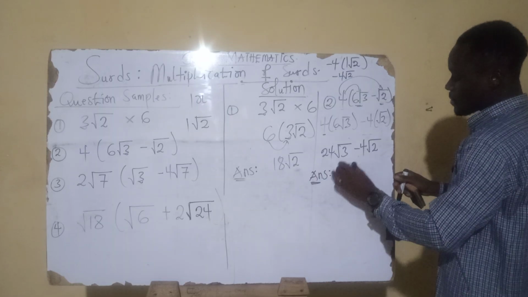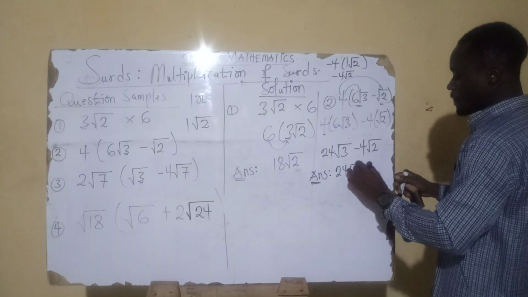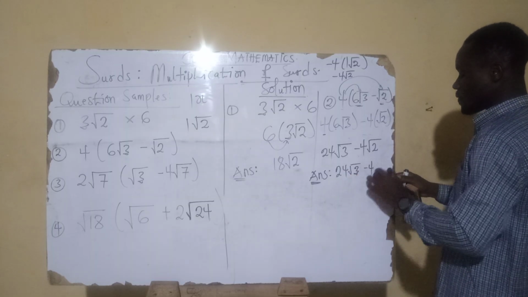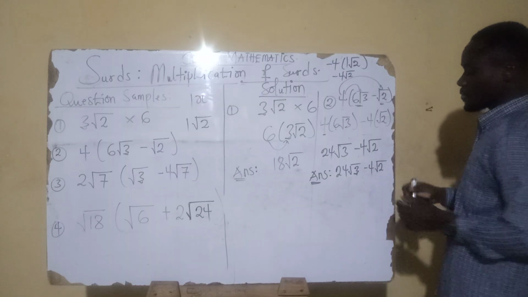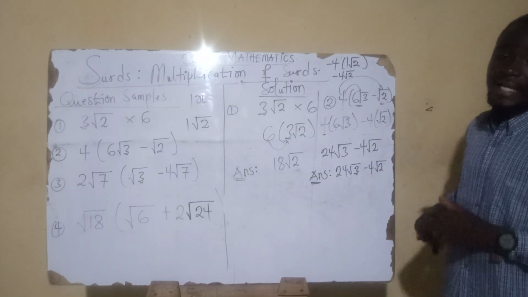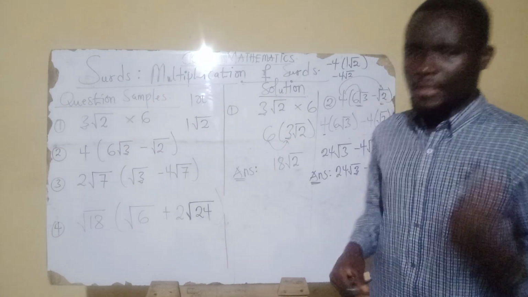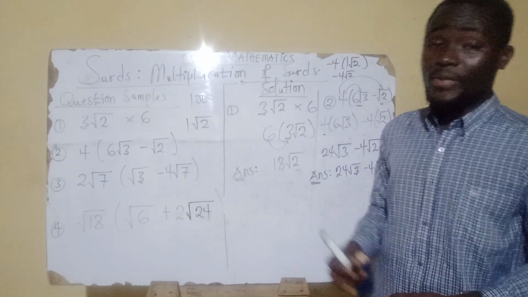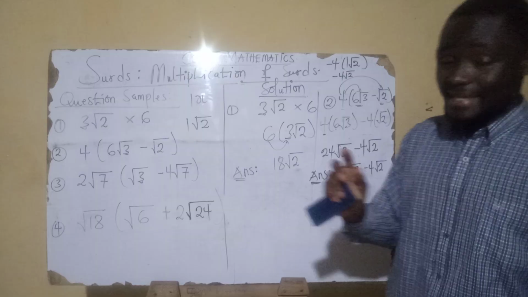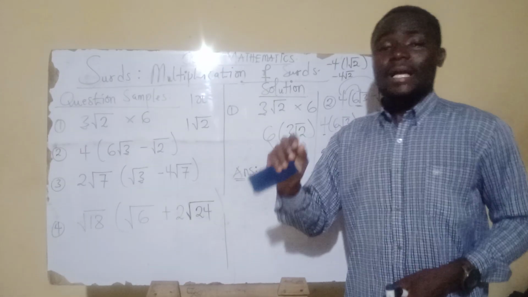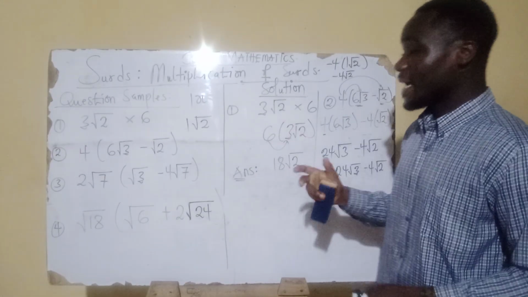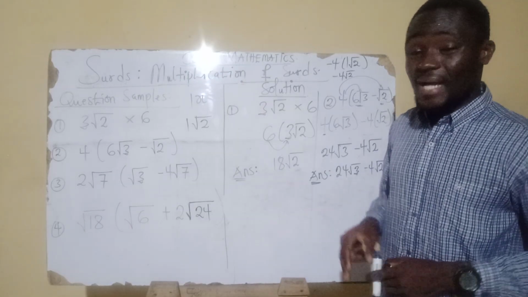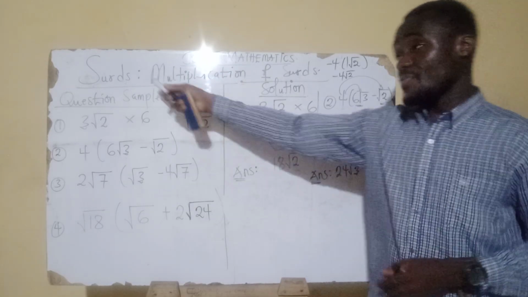Then it becomes 24 root of 3 minus 4 root of what? 2. So this becomes my final answer. I believe you are following, and you are following the trend. You are getting the concept in there. It is really, really important. It is very, very essential when you understand the explanation that I am giving, and you employ it in the process. It will help you throughout your mathematical journey.